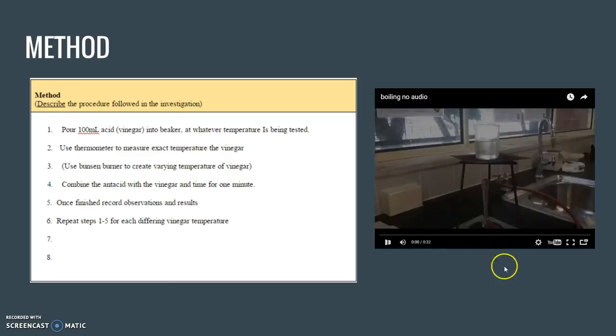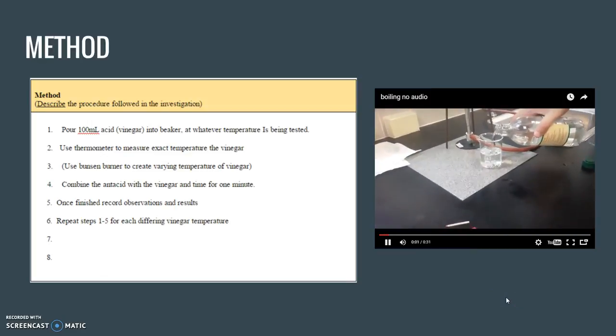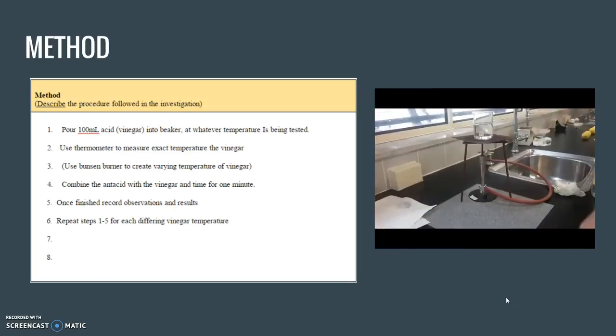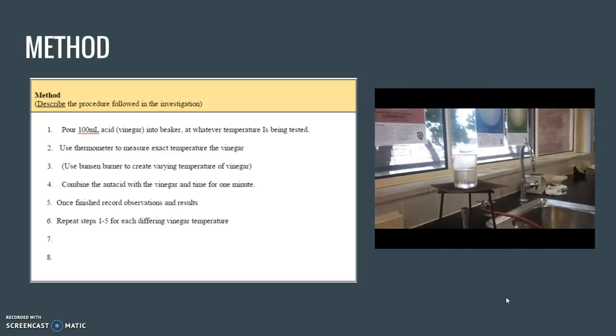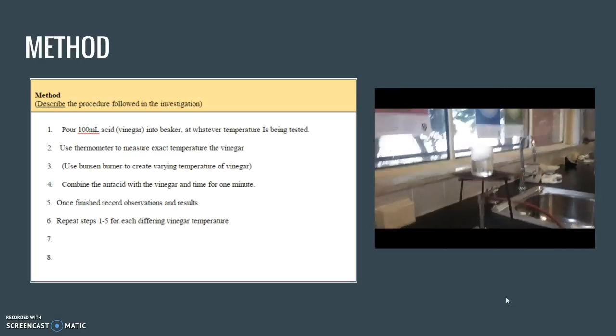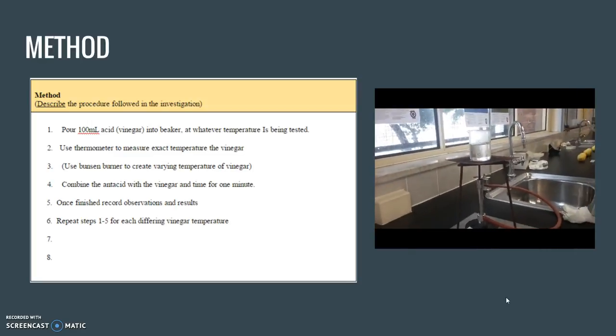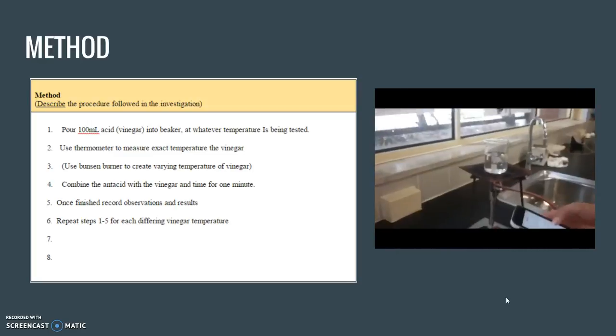Method. The method of this experiment follows this procedure. Pour 100 milliliters of acid, in this case vinegar, into a beaker at whatever temperature is being tested. Use a thermometer to measure the exact temperature of the vinegar.